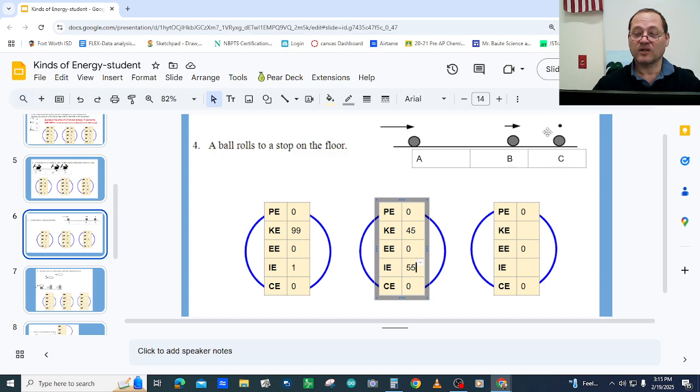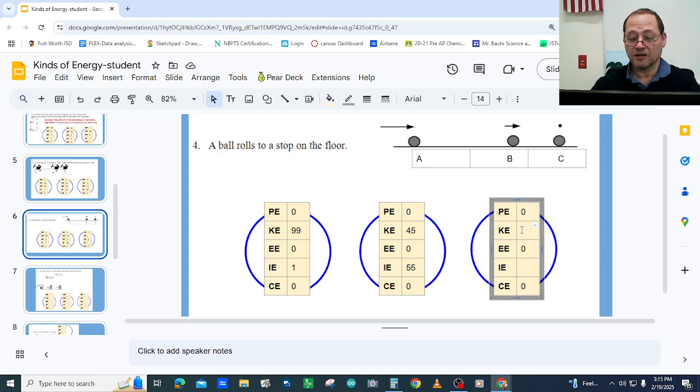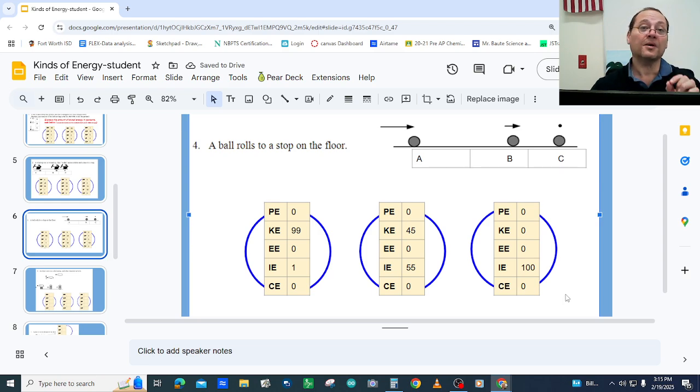If you look at point C, the ball is not moving at all, so the kinetic energy must be 0, and all the energy stored in the ball, or the system, which is the ball, the air, the planet, the surface, is going to be 100%. All the energy has gone to the atoms. That's making the ball warmer, and the environment. Okay, so that's how you solve number 4.